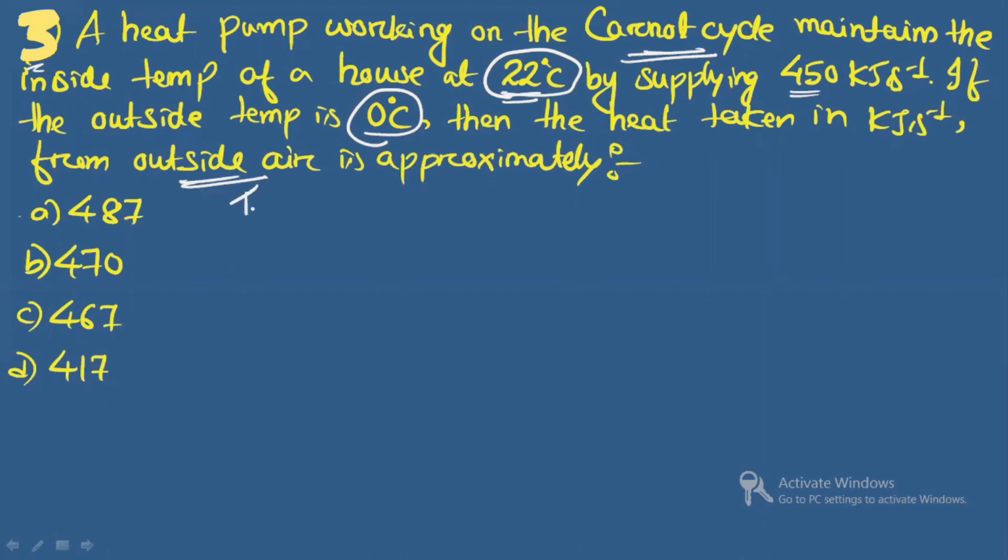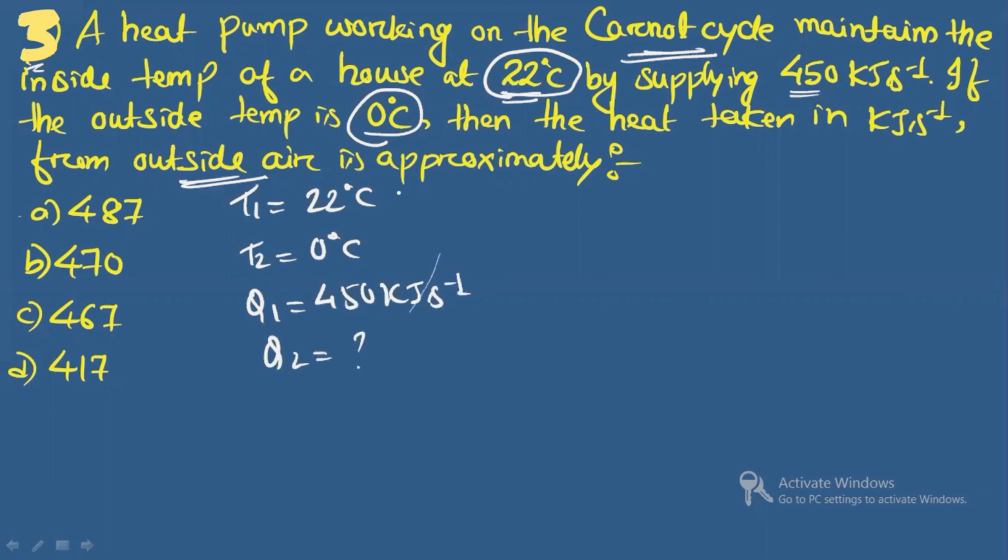And then you have to say how much heat is taken from outside air. You see here, inside temperature means T1 is what? 22 degrees Celsius. All right. Now you see outside temperature T2 will be how much? 0 degrees Celsius. Q1 is given to you, 450 kilojoule per second. You have to find Q2. All right. If you convert it into Kelvin, it will be 273 plus 22.